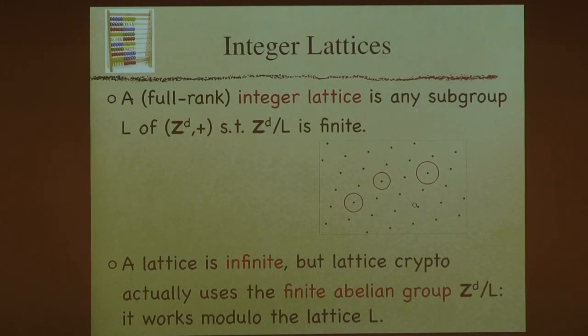You take a subgroup, so you check that it is a non-empty subset stable by subtraction. And you want to make sure that the quotient is finite. So here's the first trick, but it's important to remember: even though a lattice is infinite, so you have infinitely many lattice points, this is a bit unusual in cryptography.